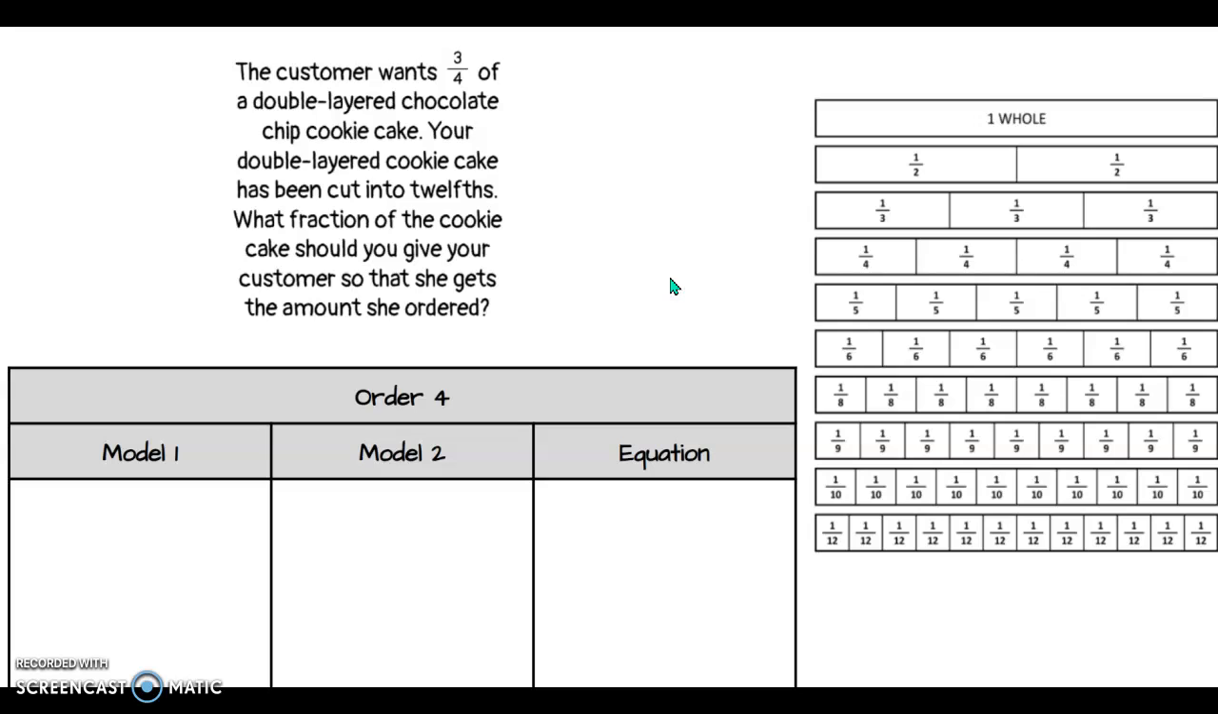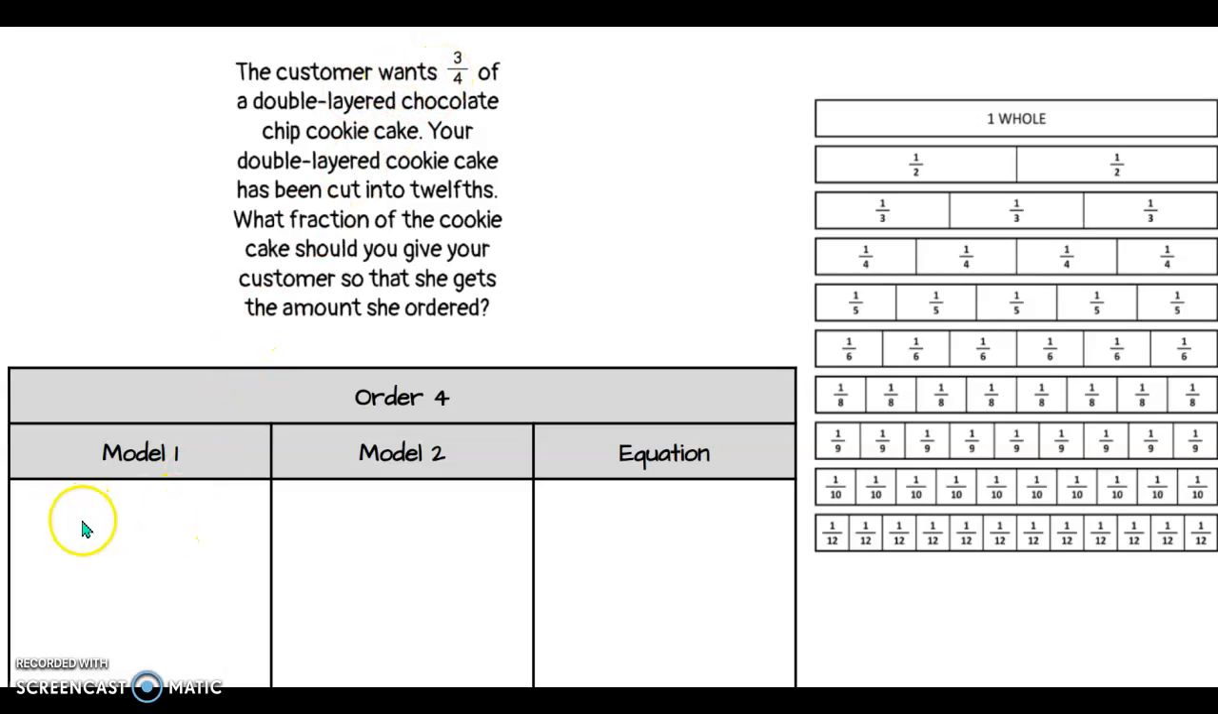All right, question number 4. For order number 4, here's what it says. The customer wants 3/4 of a double-layered chocolate chip cookie cake. Your double-layered chocolate chip cookie cake has been cut into 12ths. What fraction of the cookie cake should you give your customer so that she gets the amount she ordered? Well, I know that she wants 3/4, so that's the first thing I'm going to do.